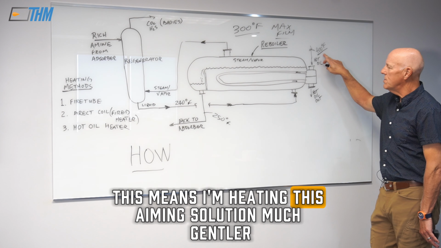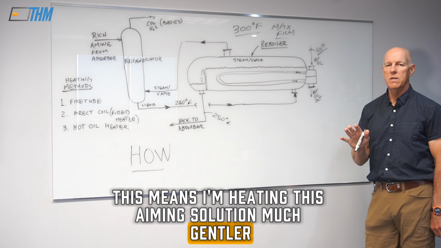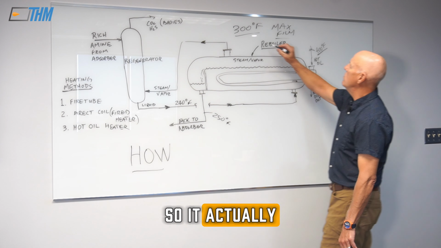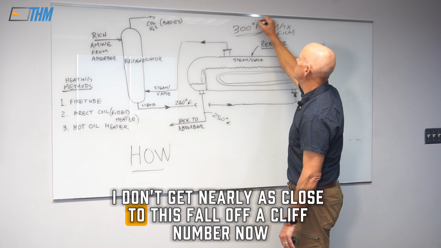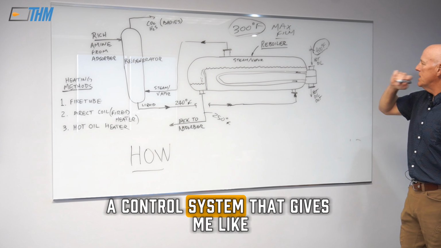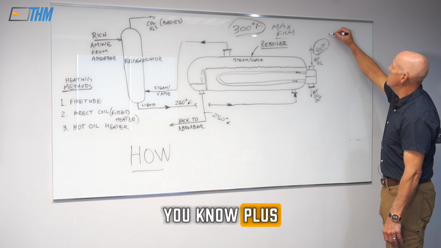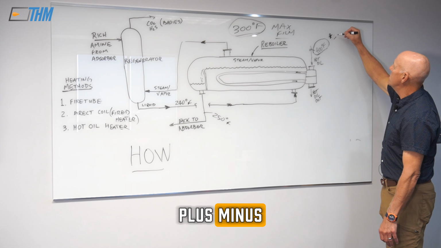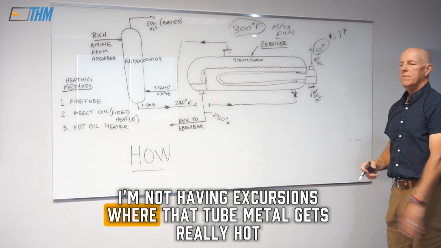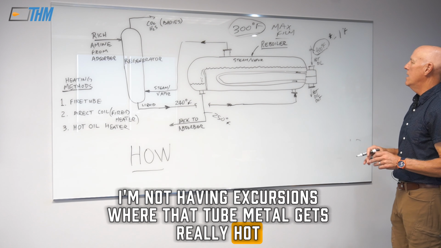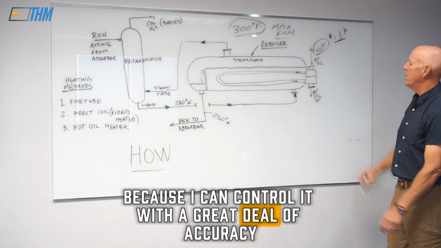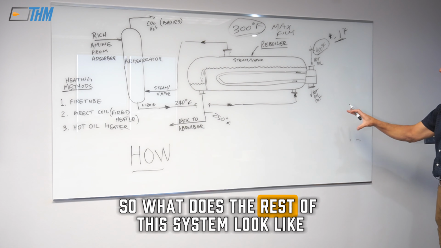This means I'm heating this amine solution much gentler. So I don't get nearly as close to this fall off a cliff number now, because I'm heating it much gentler. The other thing that we like is the control of this. I can create a control system that gives me plus or minus maybe 1 degree F. So I'm not having excursions where that tube metal gets really hot, because I can control it with a great deal of accuracy.